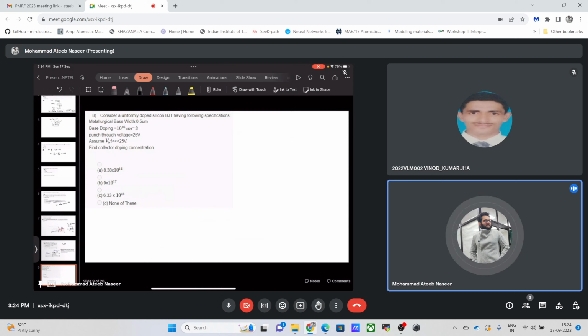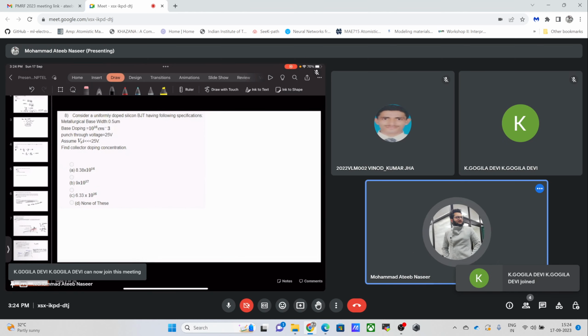Now we have another problem, but this time it is a mathematical problem. Till now we were having these statement kind of problems. It says that we have a uniformly doped silicon BJT, which has the following specifications. The base width, first of all, is 0.5 micrometer, and the base doping is 10 to the power of 16 per centimeter cube.